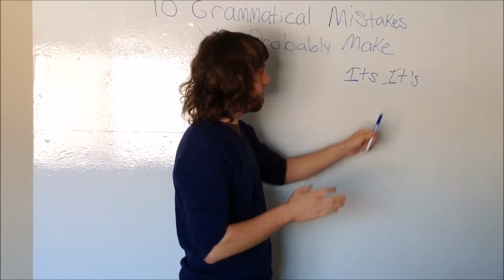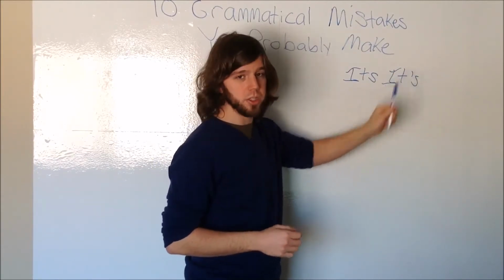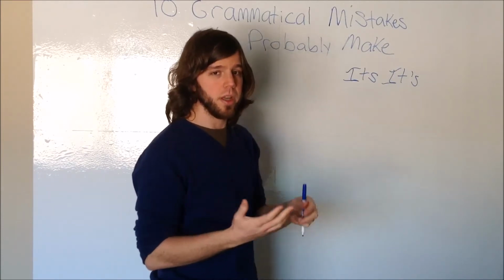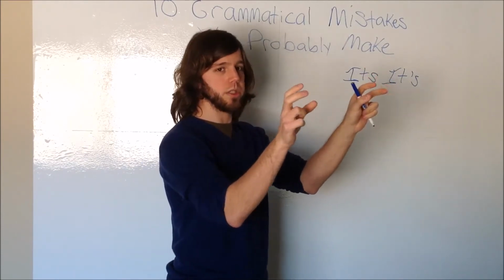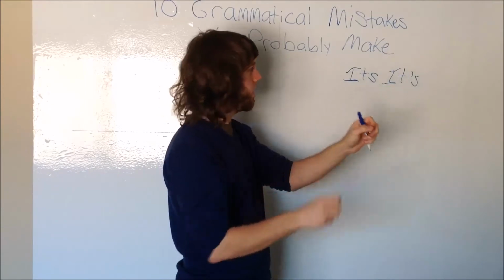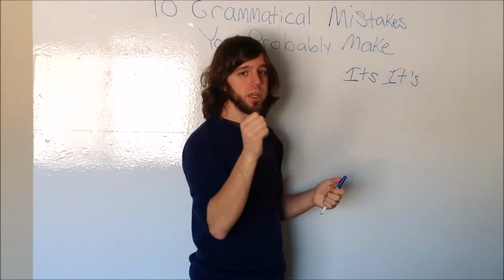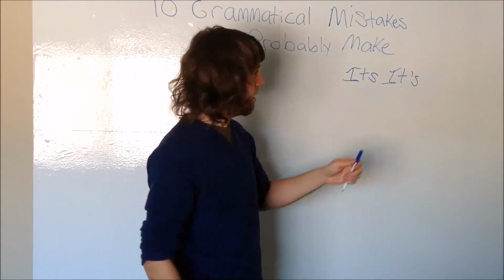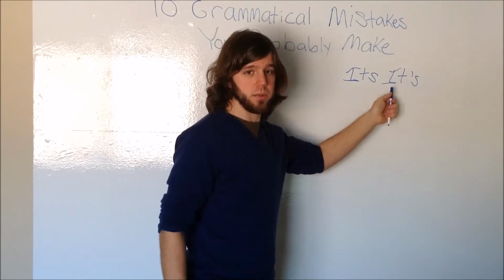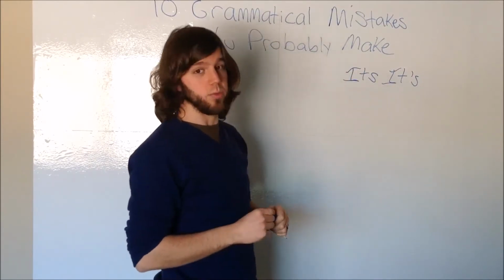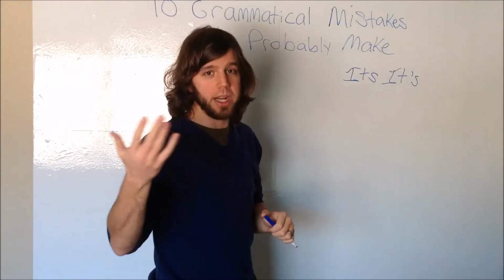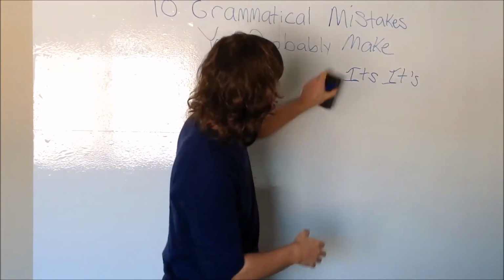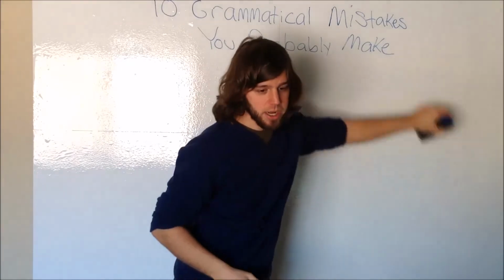Its leaves. But it's, with the apostrophe, is a contraction. A contraction is bringing 2 words together to make one word. Like cannot becomes can't, or I am becomes I'm. It is becomes it's. So it's raining today. It is raining today. Alright? Okay, we'll go to the next one.